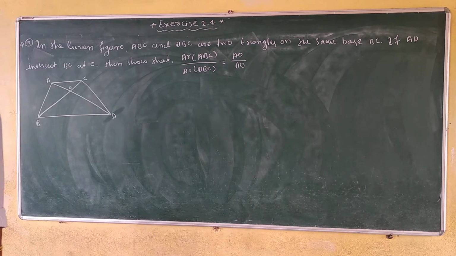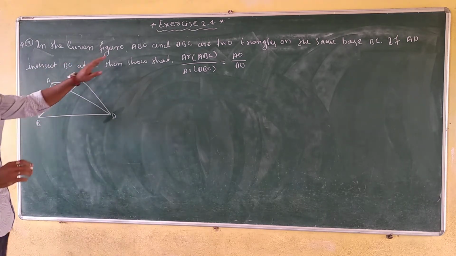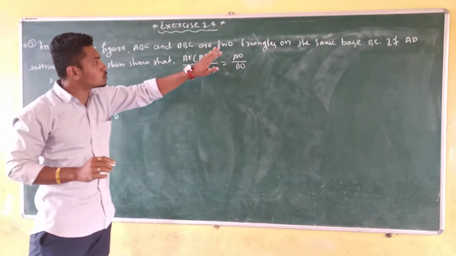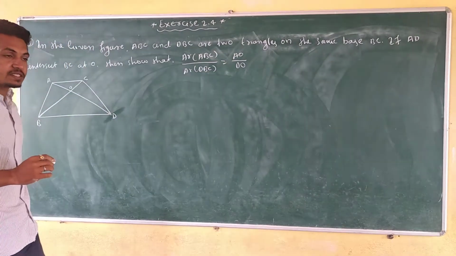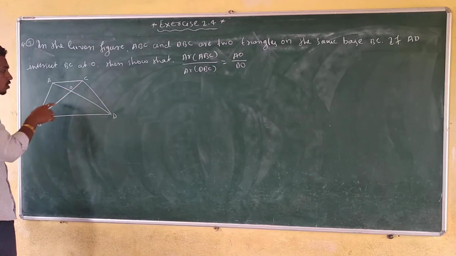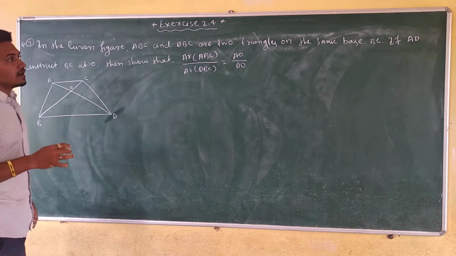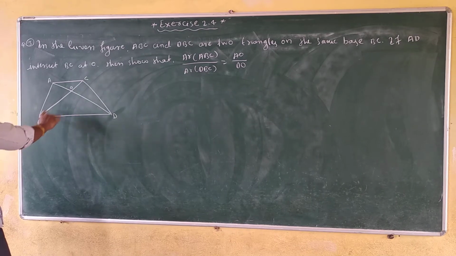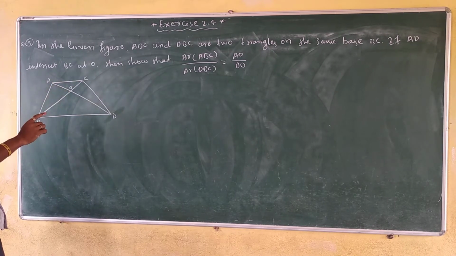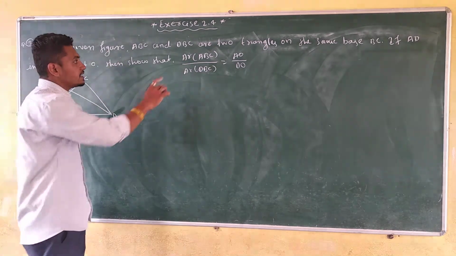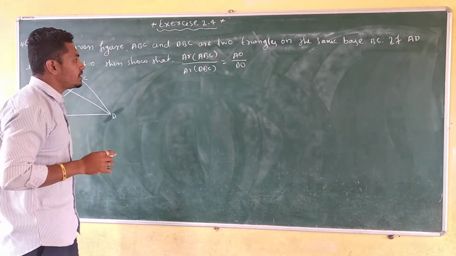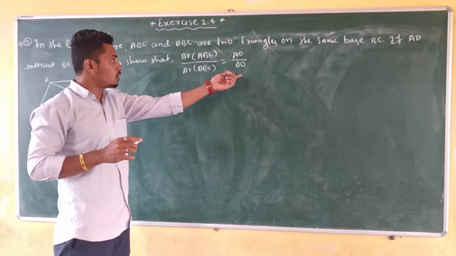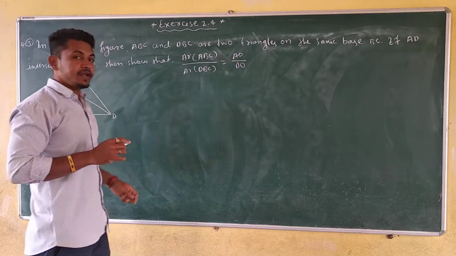So now see here, this is question number 3. In the given figure, ABC and DBC are two triangles on the same base BC. So BC is the common base of both triangles. If AD intersects BC at the point O, then we have to prove that the ratio of the area of triangle ABC to the area of triangle DBC is equal to AO divided by DO.